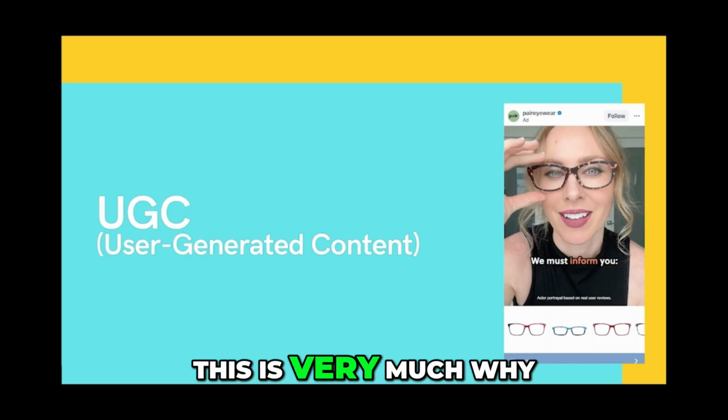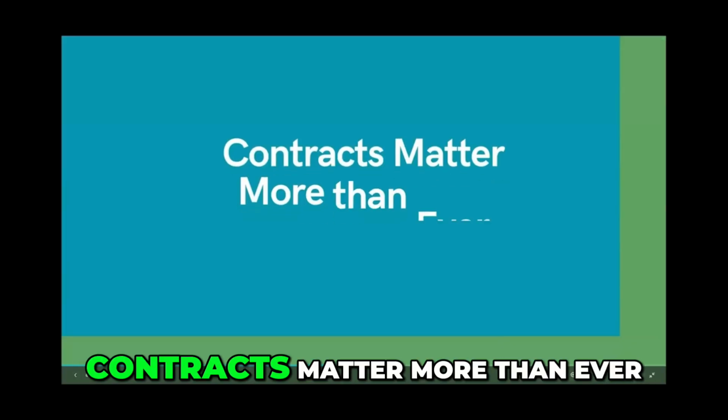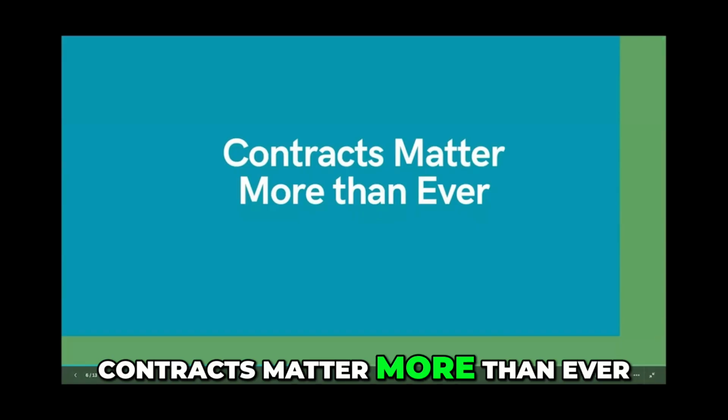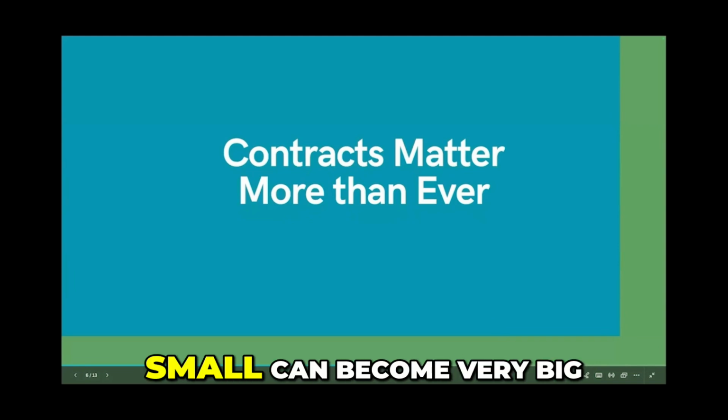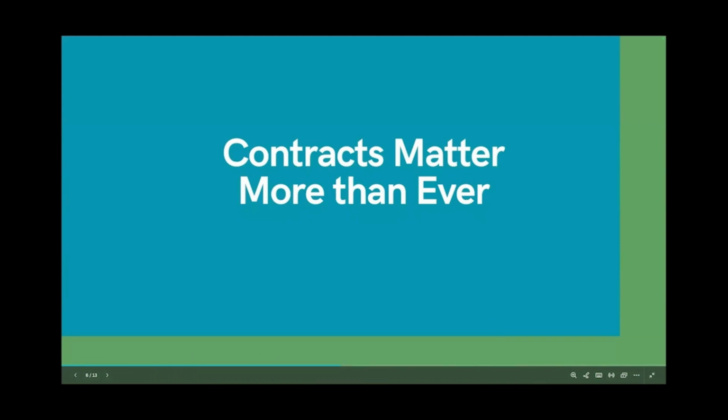This is very much why contracts matter more than ever. Vertical content is very easy to recut, resize, repurpose, boost, translate, AI enhance. So what feels kind of small can become very big.